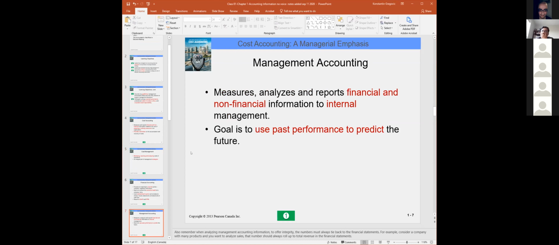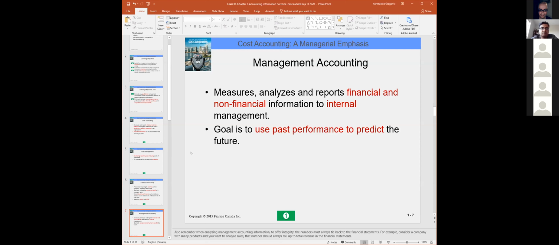Again, when we're analyzing management accounting information, and I mentioned this early on, to offer integrity, the numbers must always tie back to your financial statements. So you've got your set of financial statements, your balance sheet, income statement. When you're analyzing your management accounting, you're always tying back to the financial information. And past performance to predict the future. Yes, you do a lot of historical information, but you're also doing future information.